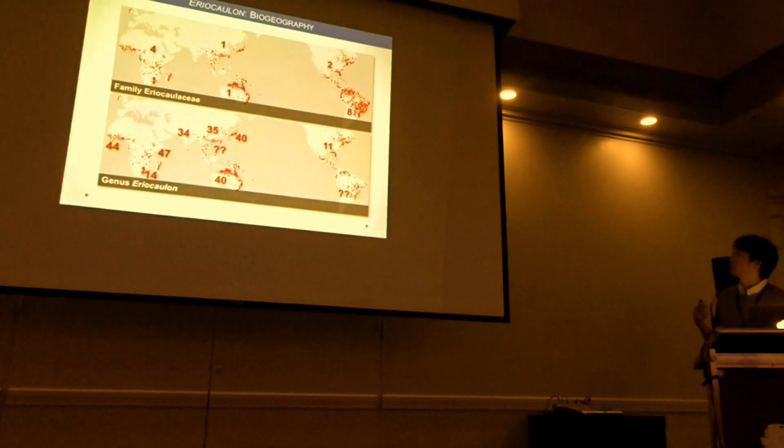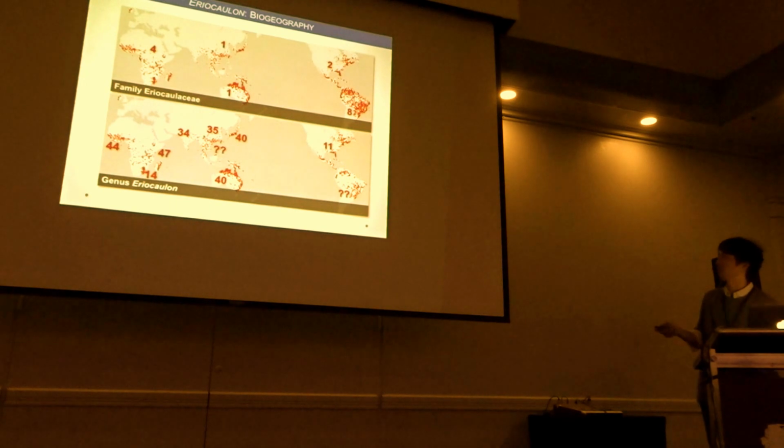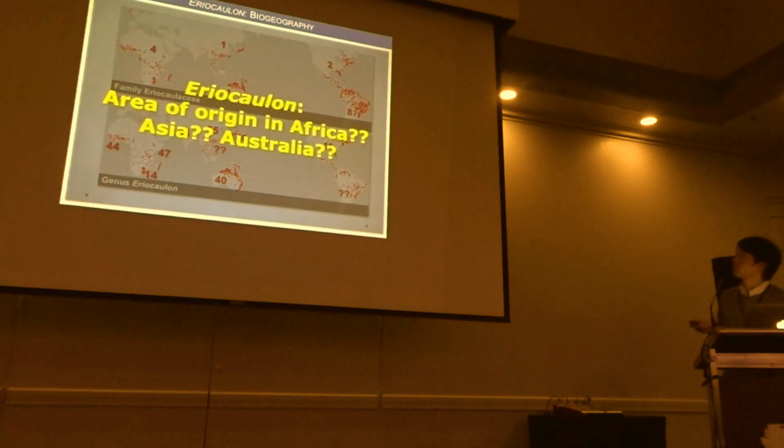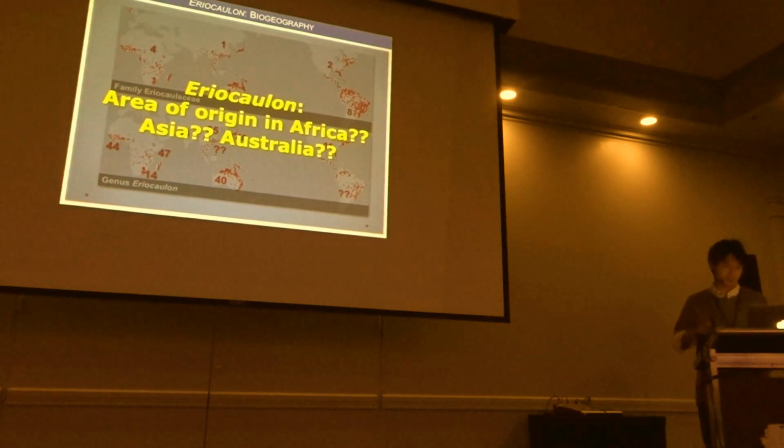Unfortunately, we don't have any reliable literature from Latin America or tropical Asia. But at least we can say, for instance, Flora of Japan has 14 species, Flora of China 35, Flora of India 35, Australia 40, and many species are from Africa. So the question is, is the area of origin of Eriocaulon Africa, Asia, or Australia?